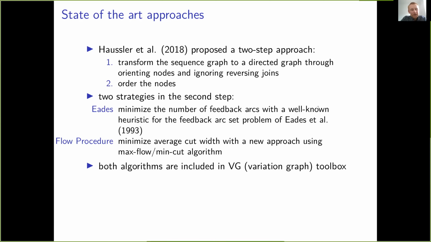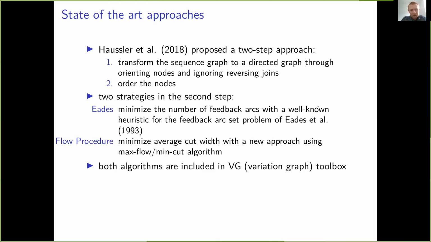One was based on a heuristic for the feedback arc set problem. That is, feedback arc set is to order the nodes of a directed graph such that the number of feedback arcs will be minimized. It is an NP-hard problem, and there are several heuristics that solve this problem, and they use one of these heuristics. And they also propose a novel algorithm that focused on minimizing the average cut width. Both these algorithms are implemented and included in a variation graph toolbox.